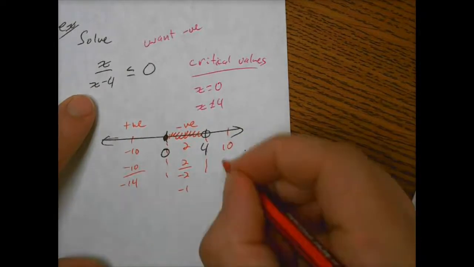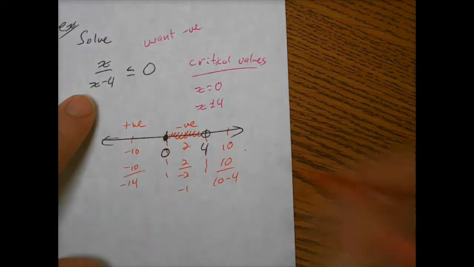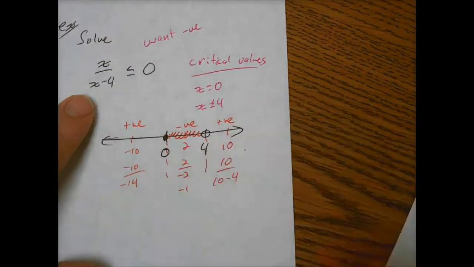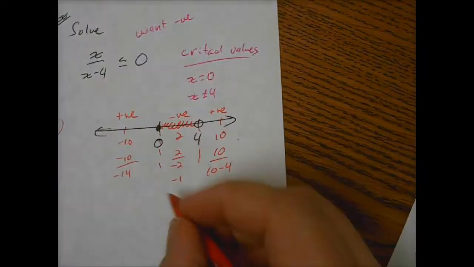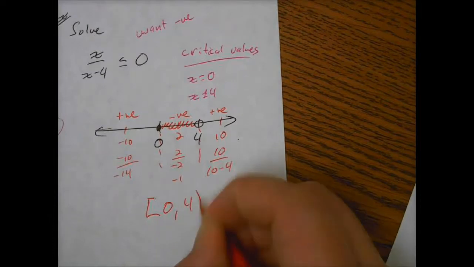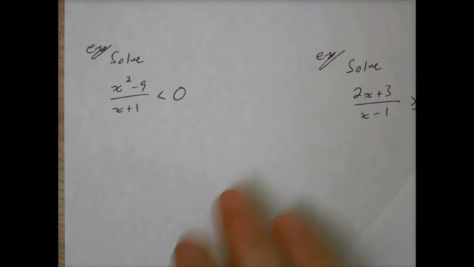Anyways, 10 over 10 minus 4, which would also be a positive number, so I do not want that. So it looks like my only solution here is between 0 and 4, where 0 is included. So I'll write from 0 to 4, where 0 is included, but 4 is not. All right, look at another.